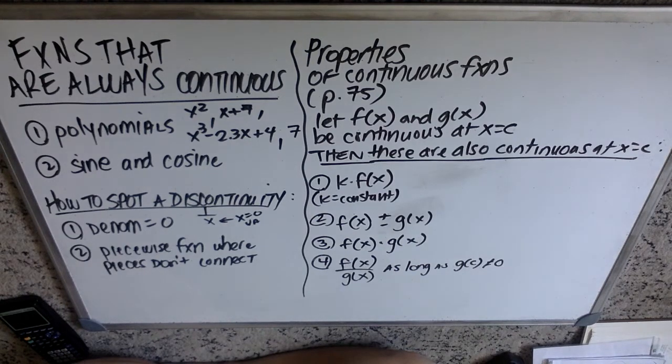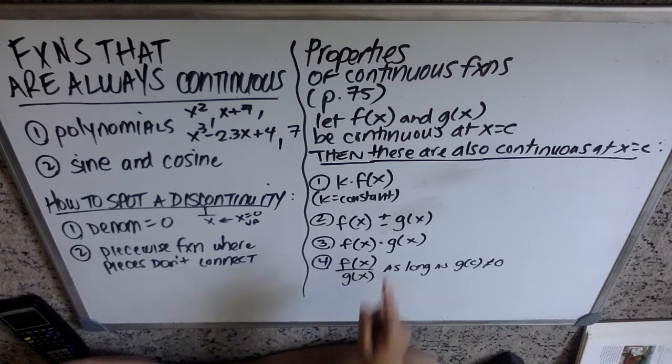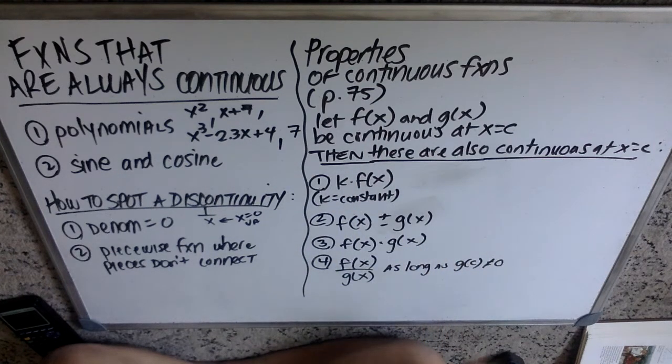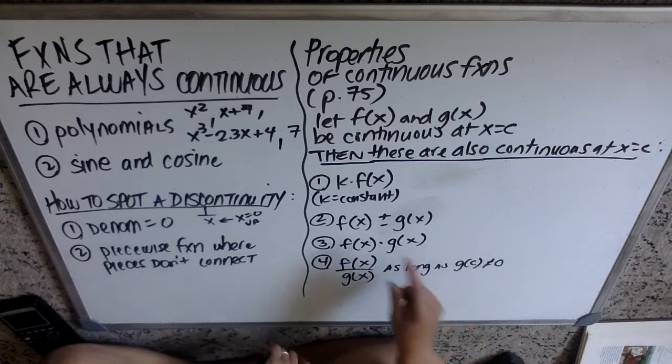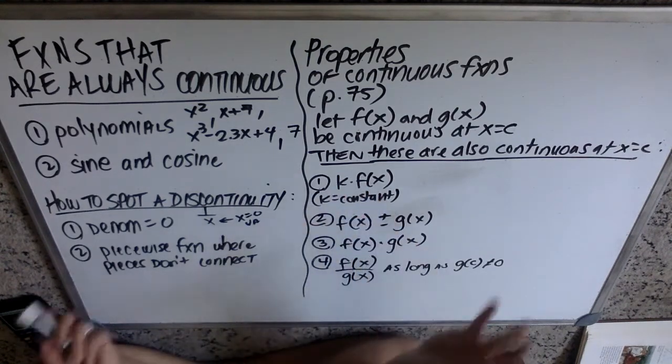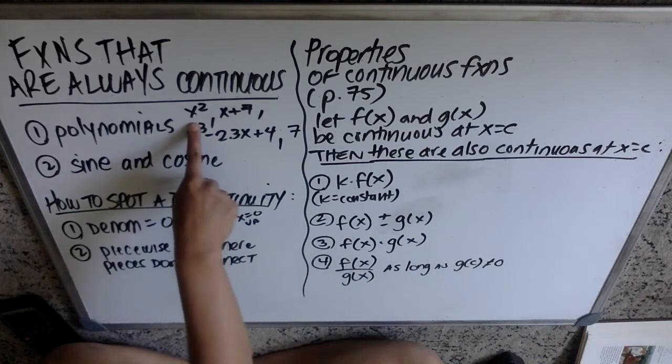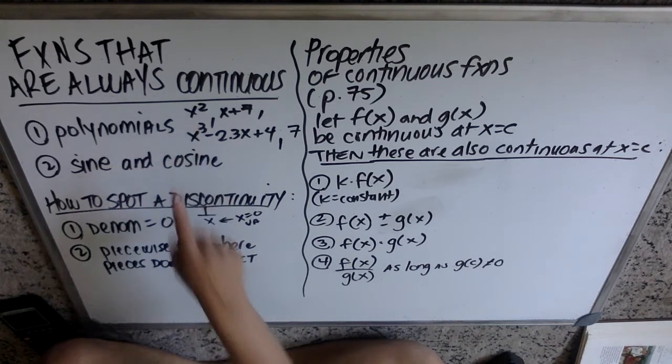So before we go on to that, I did want to just walk through a couple properties of continuous functions. If you put a number in front of a continuous function, so let's say f of x and g of x are continuous at some x equals c, then any of these things are also going to be continuous at c. Let me walk you through it. Some constant times a function is going to be continuous. Perfect example, I told you x squared is always continuous. If you put a 10 in front of that and make it 10x squared, it is still always continuous.